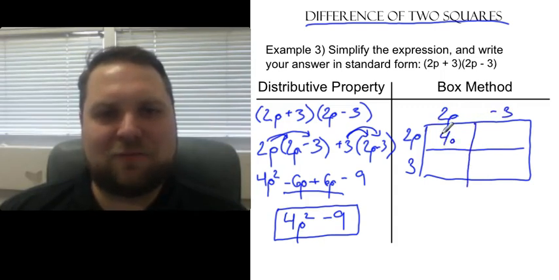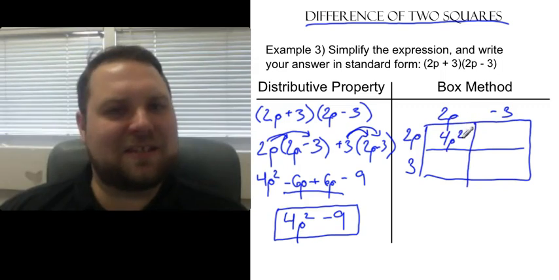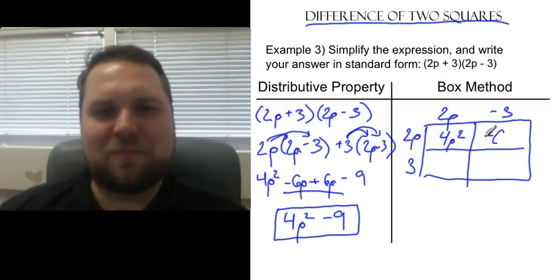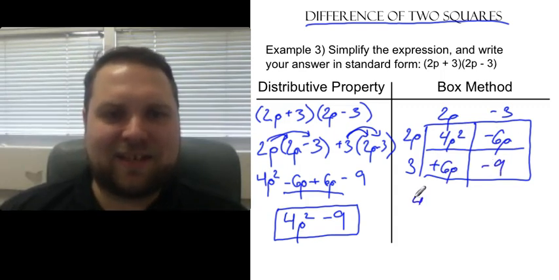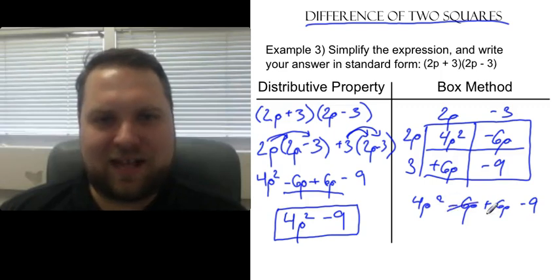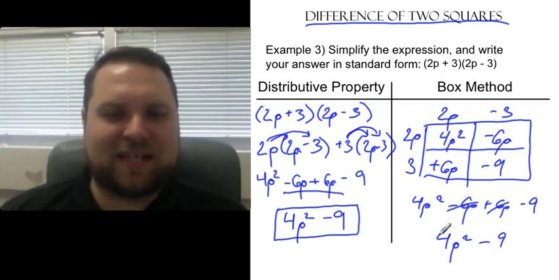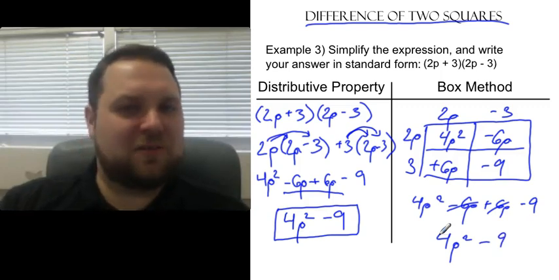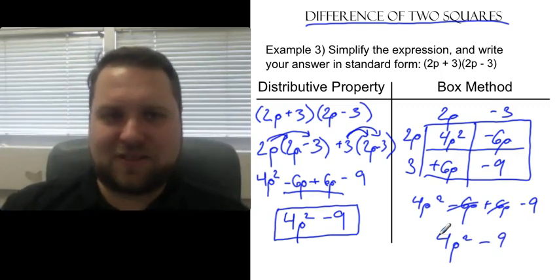2p times 2p will be 4p squared. That's another one not to forget right there. Minus 6p plus 6p, minus 9, and now I can just rewrite my whole thing. You'll see just as before, the middle two terms are going to cancel each other out, leaving me with 4p squared minus 9.